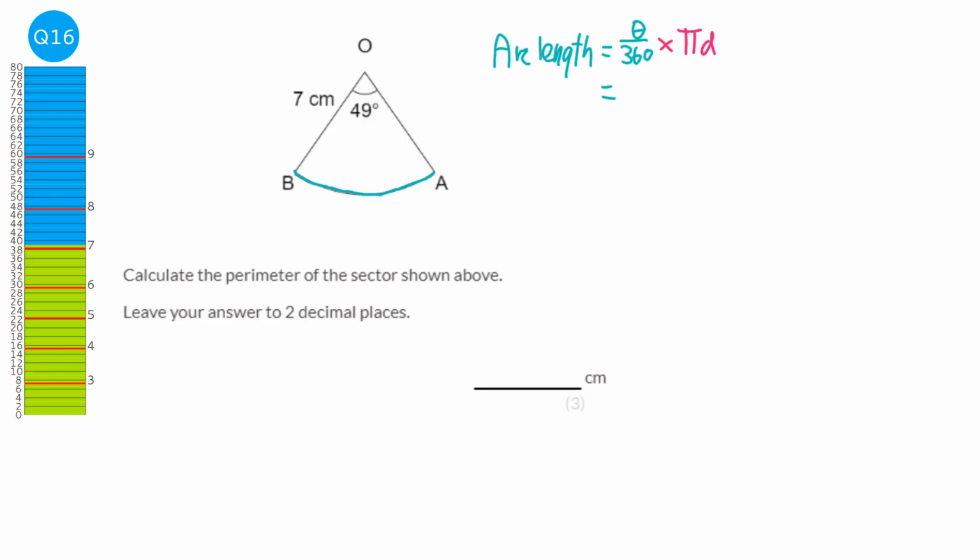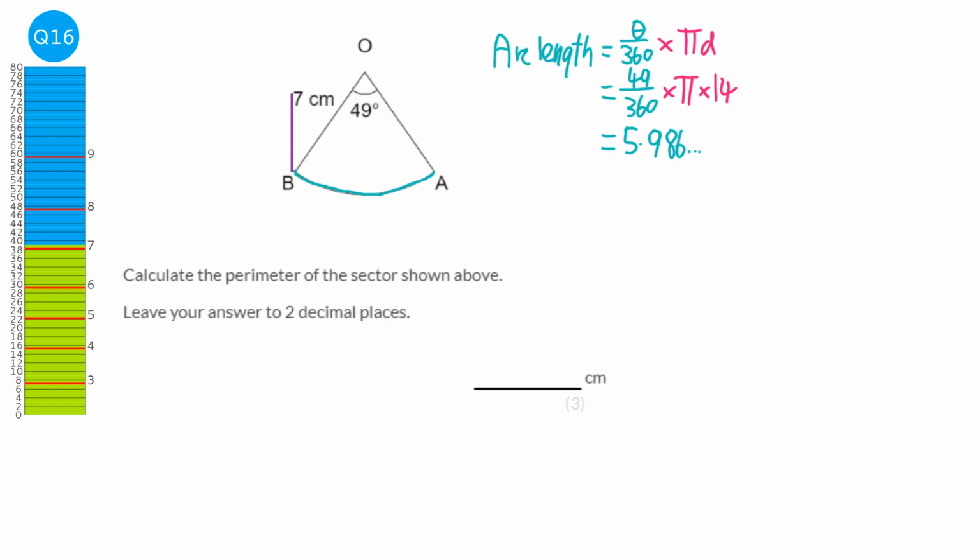And so that's going to be 49 over 360 times pi times, and the diameter would be twice the radius. The radius is 7, so it would be times 14. When we do all of that, we get 5.986, blah, blah, blah. But that is not the perimeter yet.